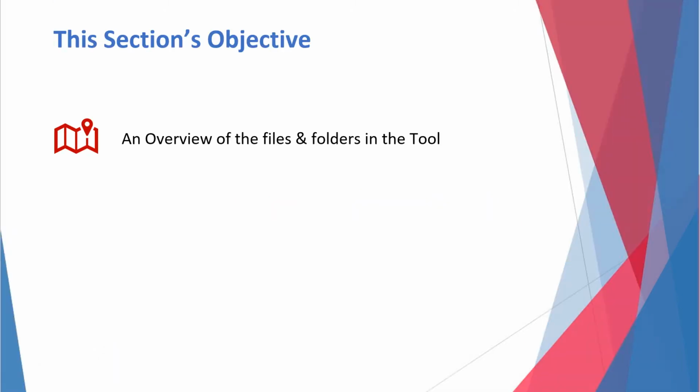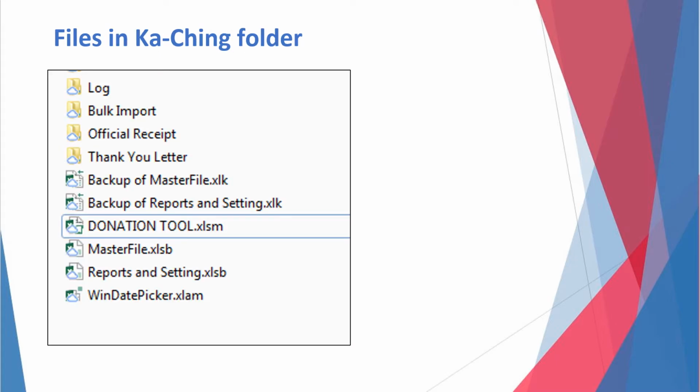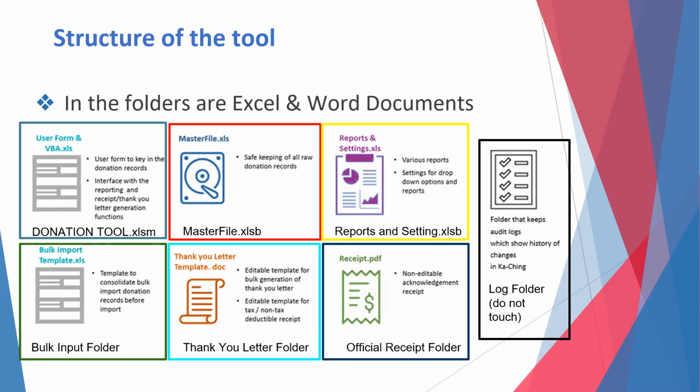In this section, we will be covering the respective files and folders in the Ka-Ching tool folder. You will get to know their respective functions. By now, your administrator would have downloaded the tool and provided you with the location where it is saved. This is how the Ka-Ching tool folder looks like. Here is a snapshot referencing the different files and folders in the Ka-Ching tool and what they are for.